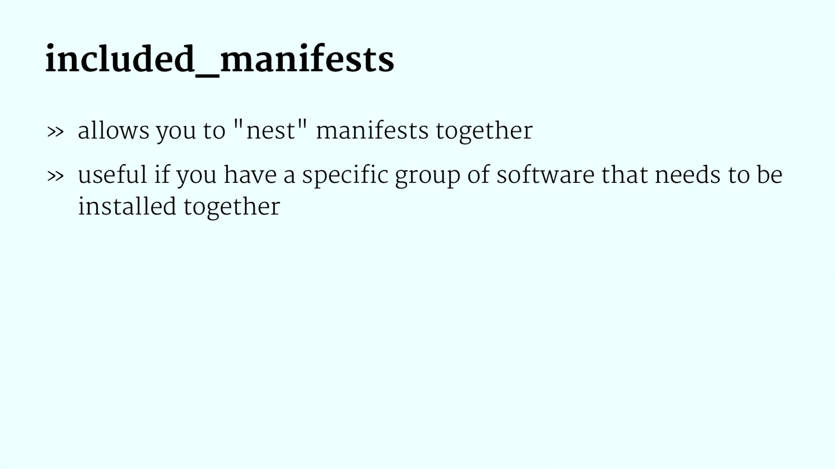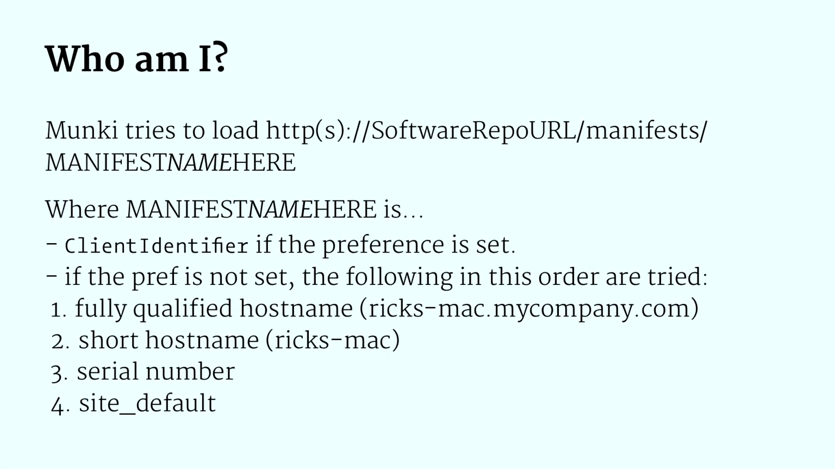Included manifest is the last part. It allows you to nest manifests together so you can kind of stack them. So you can say, all right, if I have a specific group of software, say it's everything for our production team, I'll put that all in one manifest, and then when someone comes onto the team, I can add that manifest to their main one, and we're good to go. So there's some flexibility, which we'll talk about here, on how you can design these.